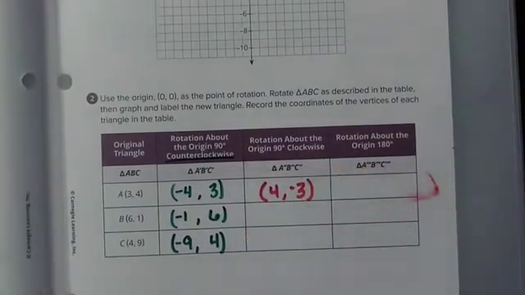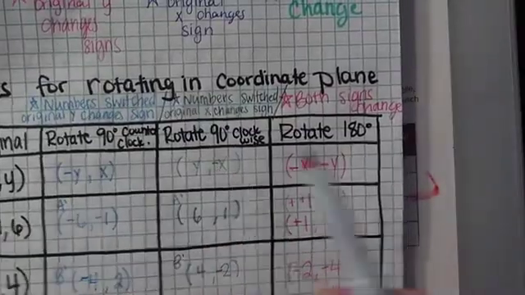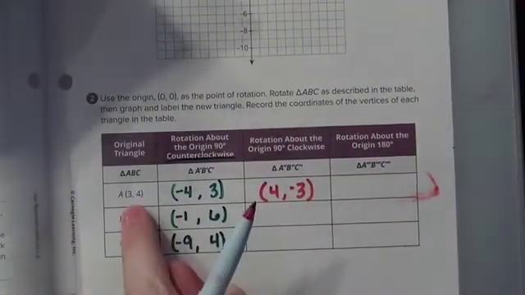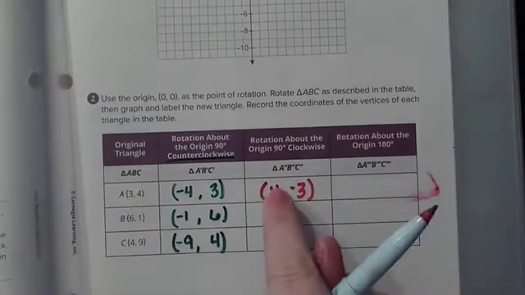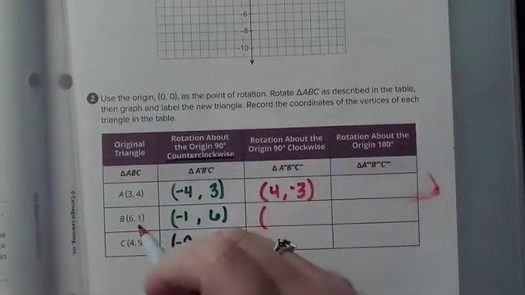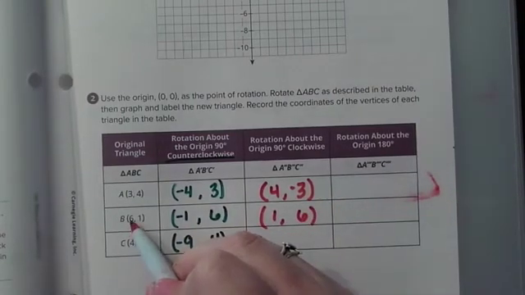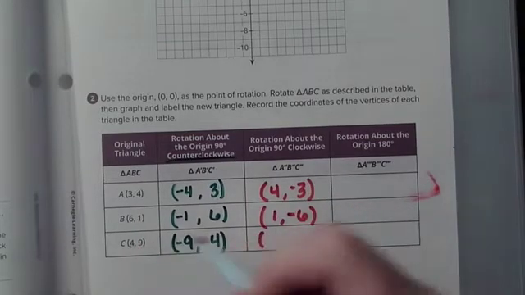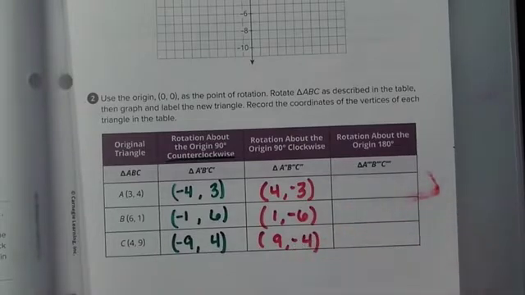Remember what our rule is for clockwise. Clockwise, the order changes, and then the original x changes sign. So the order changes, 4, 3, and the original sign of x changes. Let's apply that again. 1, 6, original sign of x changes. 4, 9 becomes 9, 4, original x changes sign.